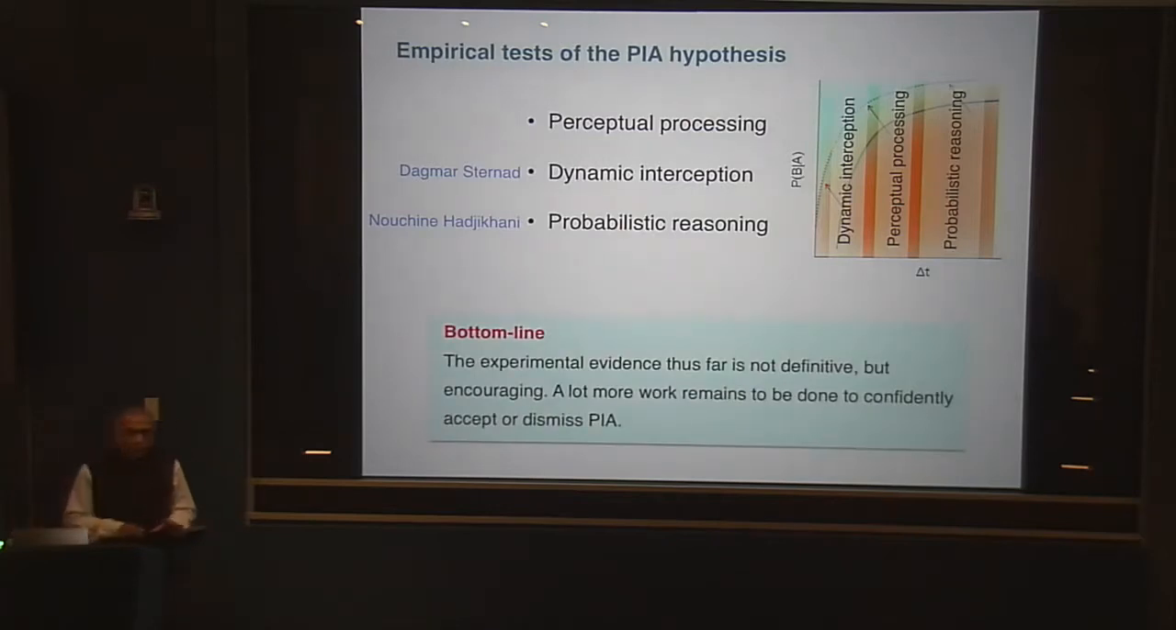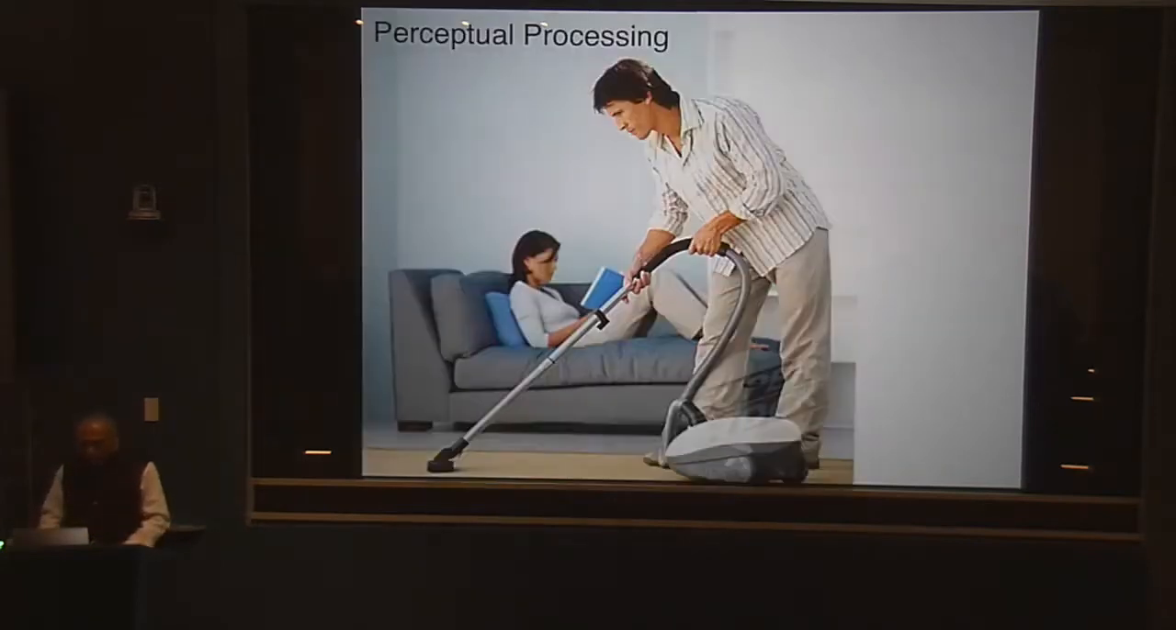The bottom line for this talk would be that the experimental evidence thus far is not definitive, but it's encouraging. And you will hopefully see some of the reasons why we are encouraged by it. But a lot more work needs to be done in order for us to have more confidence in either accepting or rejecting the PIA. So with that, let me start with the first piece of perceptual processing.